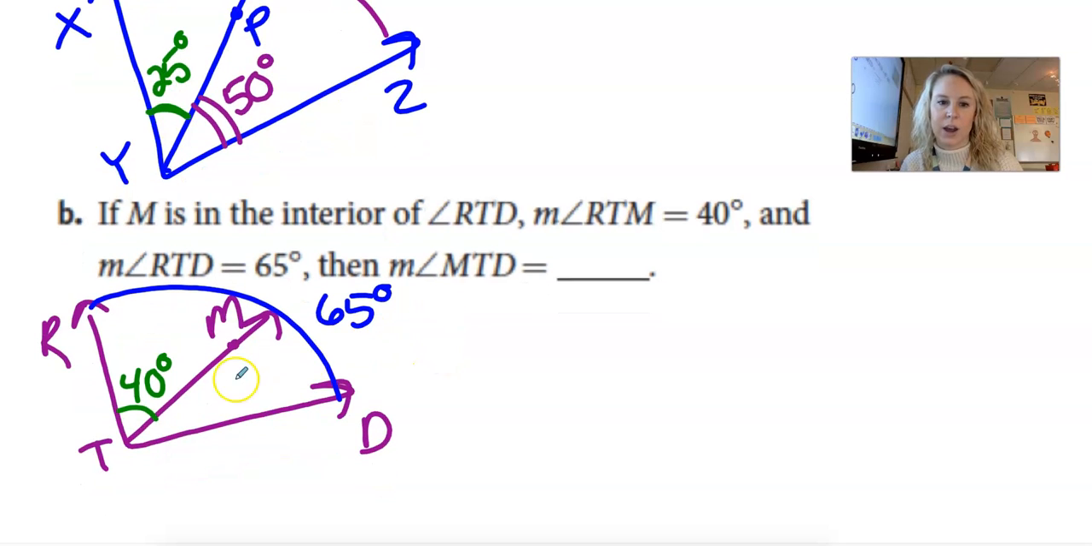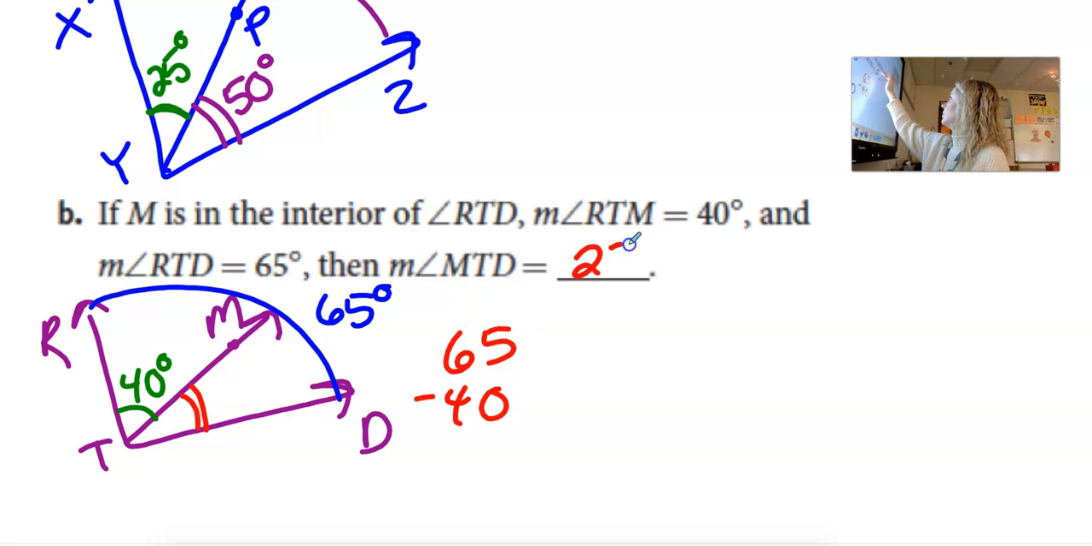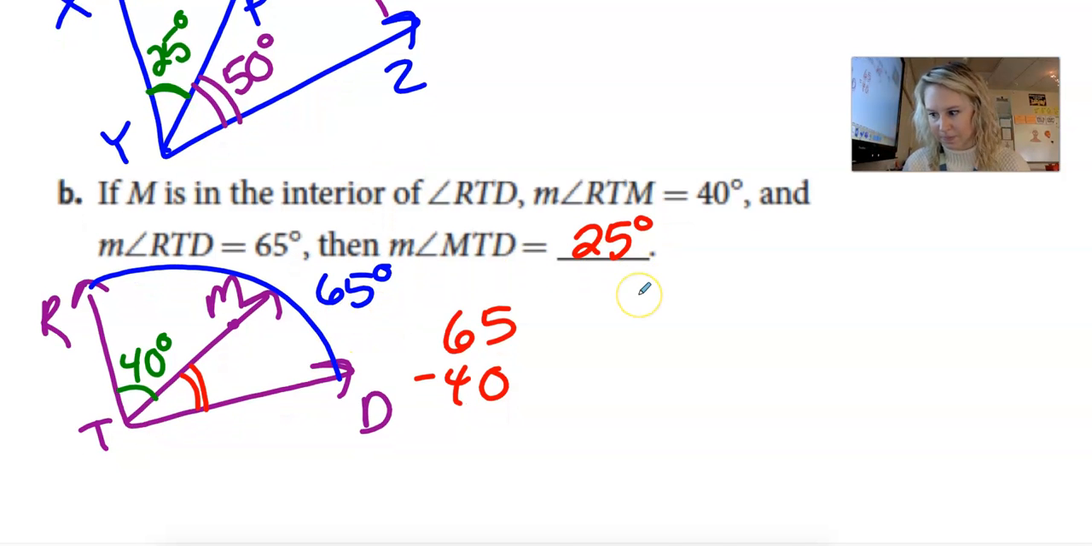Okay? And so now I'm looking for this smaller part, which is over here. So basically 40 plus what will get you to 65. So you're going to subtract the two to get 25. Okay? So drawing a picture is beneficial for sure. In the angle addition postulate, part plus part equals whole. If they give you the whole, subtract it.